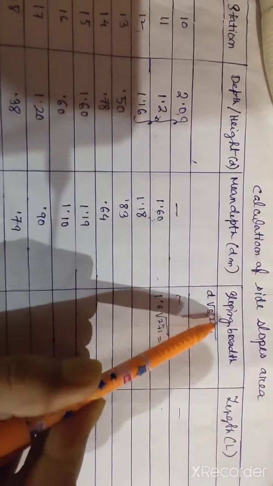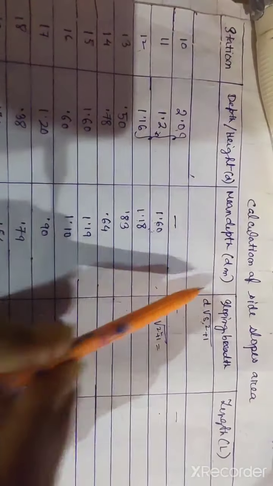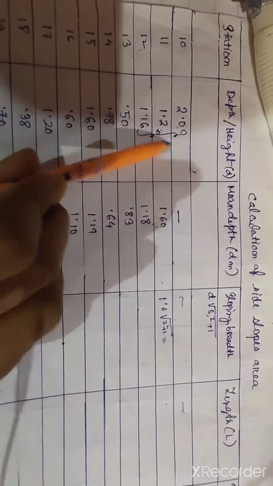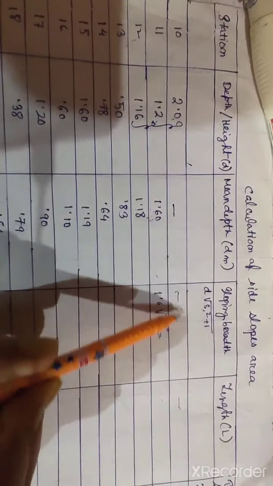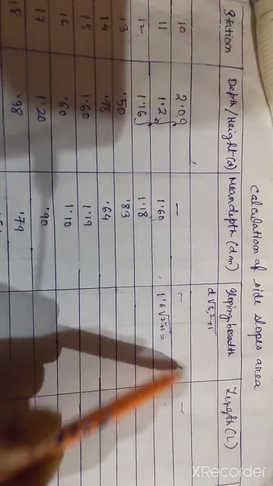So sloping breadth is going to be D into root over S square plus 1. D is denoted by dm here. So dm, what is the value of first row? Values will be blank because we are going to use the mean value. So mean value cannot be calculated for the first row only. The mean value can be found out from the second row only. So first row will be blank.